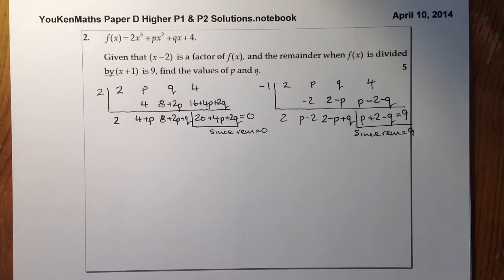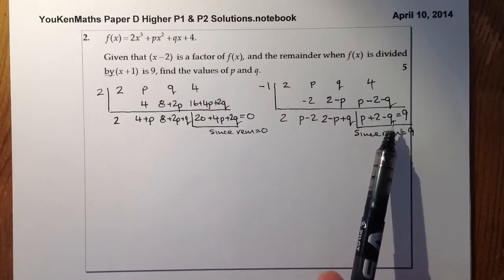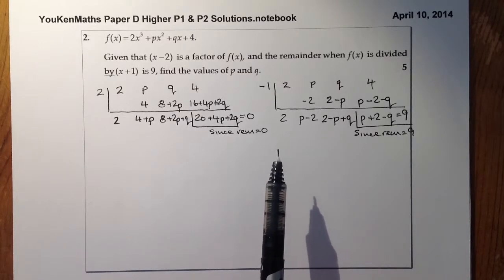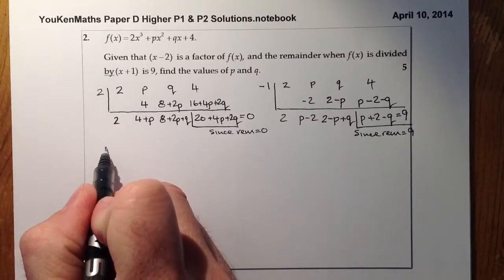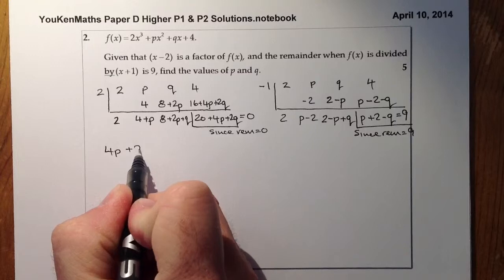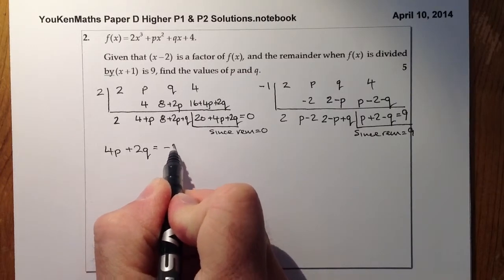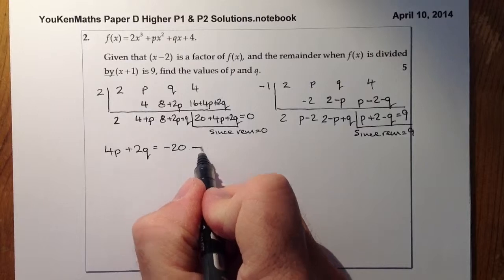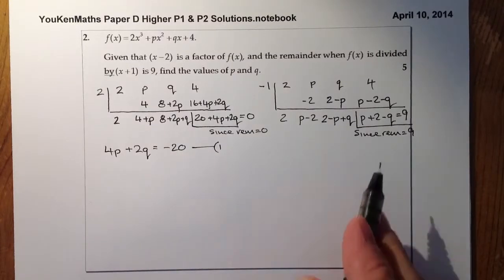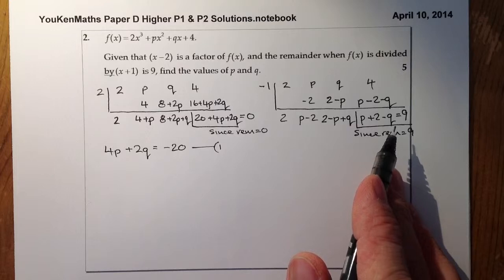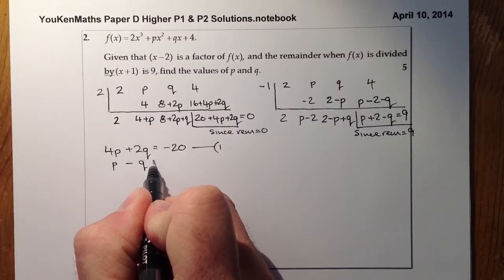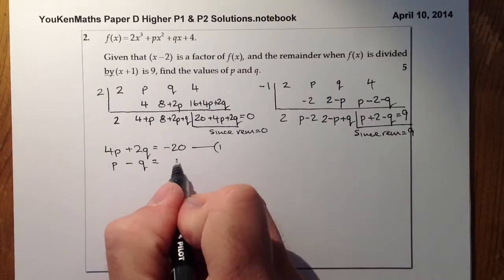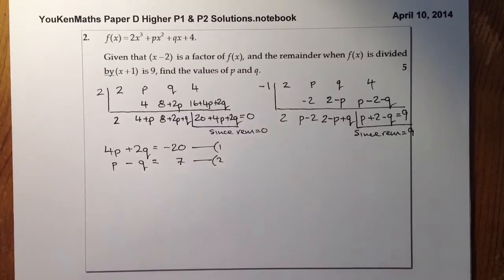So what I should have here is two expressions, and I'm going to bring them out and solve them by simultaneous equations. I'll reorder them as I write them down. The first one I'm going to write as 4p plus 2q equals minus 20. That will be equation number 1. The next one, p minus q, is going to be equal to, taking the 2 over, 7. So that's my simultaneous equation set up.